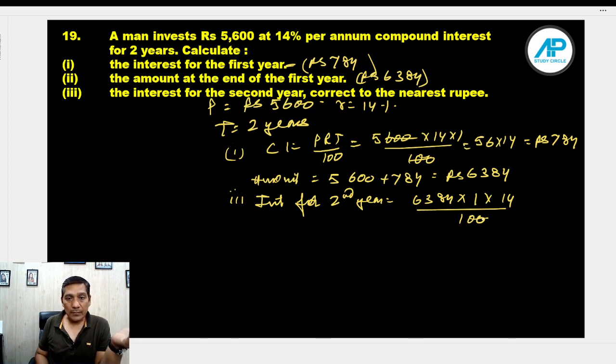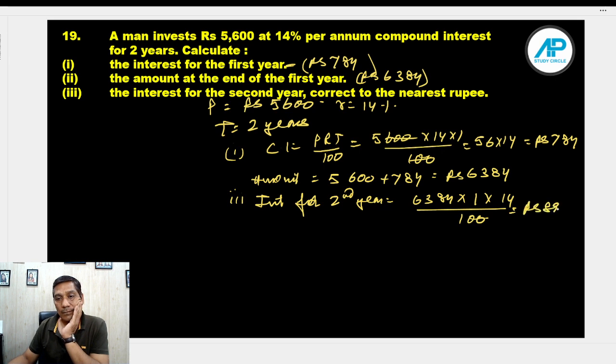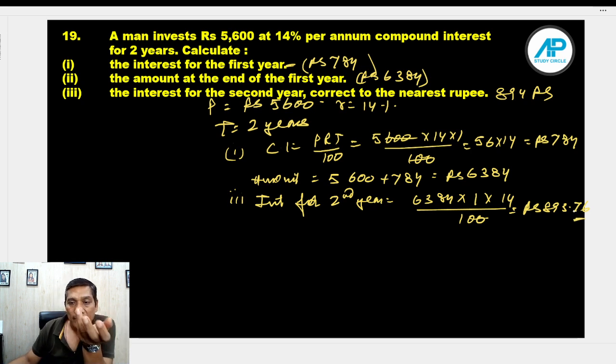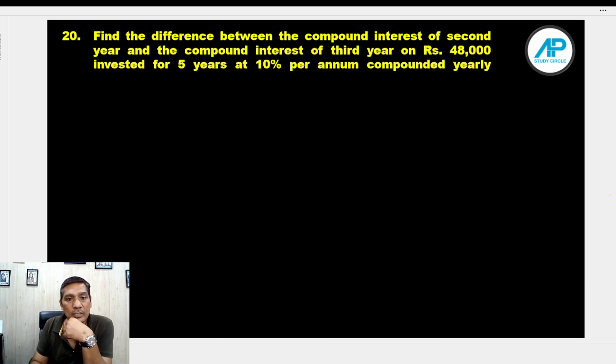का. So 6384 into 14 divided by 100 gives me 893.76. So answer for third part, interest for the second year, 894 rupees. राउंड ऑफ करिए, ये वैल्यू 0.5 से ज्यादा है, तो नेक्स्ट रुपी पे राउंड ऑफ करिए. Rupees 894 is the answer for the third part. I hope the questions are clear to you all.